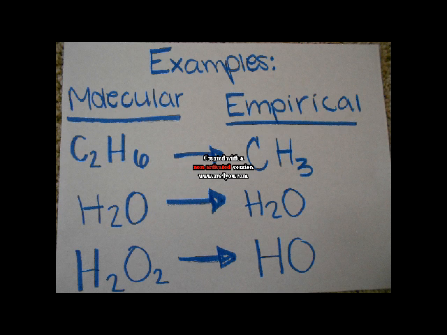For example, a molecular formula would be C2H6, and its empirical formula would be CH3, because 2 can go into 2 once, and 2 can go into 6 3 times, giving CH3. H2O, on the other hand, is both molecular and empirical because it is at its smallest whole number ratio. H2O2, on the other hand, is only molecular. HO would be the empirical formula for H2O2 because 2 goes into itself.